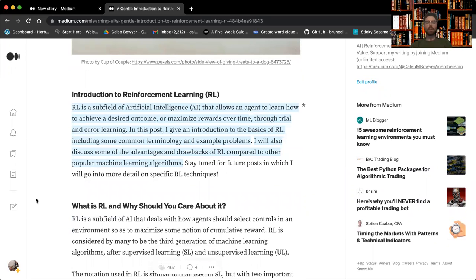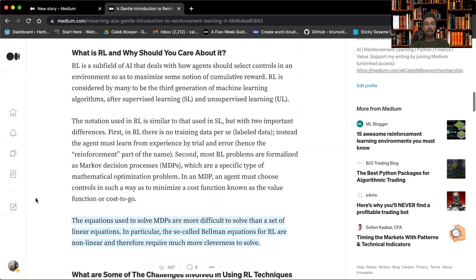RL is a subfield of artificial intelligence, AI, that allows an agent to learn how to achieve a desired outcome or maximize rewards over time through trial and error learning. In this post, I give an introduction to the basics of RL, including some common terminology and example problems. I will also discuss some of the advantages and drawbacks of RL compared to other popular machine learning algorithms. Stay tuned for future posts as well, in which I will go into more detail on specific RL techniques.